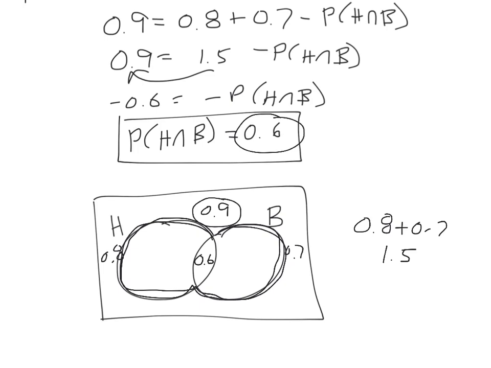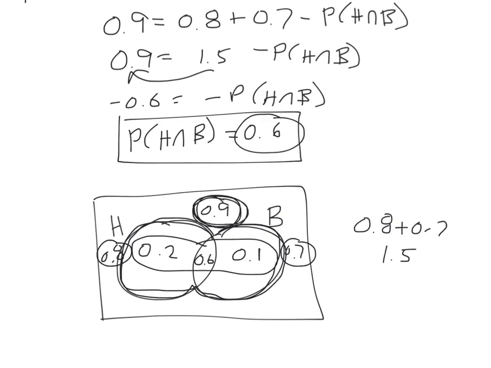If this is 0.6, that means this region over here has to be 0.1, and this region has to be 0.2, because these have to add up to 0.7, this has to add up to 0.8, and we can really clearly see that all of these things add up to being 0.9. So I hope you guys are seeing that you can use either the Venn diagram or the formula.